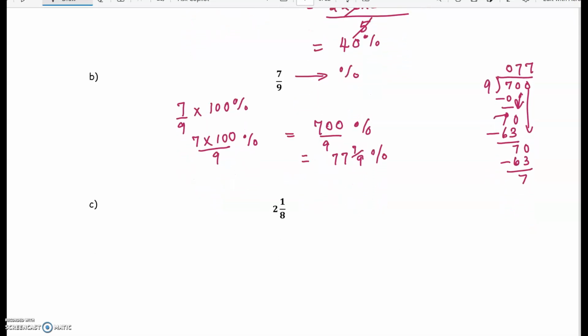Now we're going to change this to a percent. How do we do it? We multiply by 100%. When a mixed number is multiplied with anything, this has to change to an improper fraction. So we have 17 over 8. So 8 times 2 is 16 plus 1, 17 over 8 times 100%.